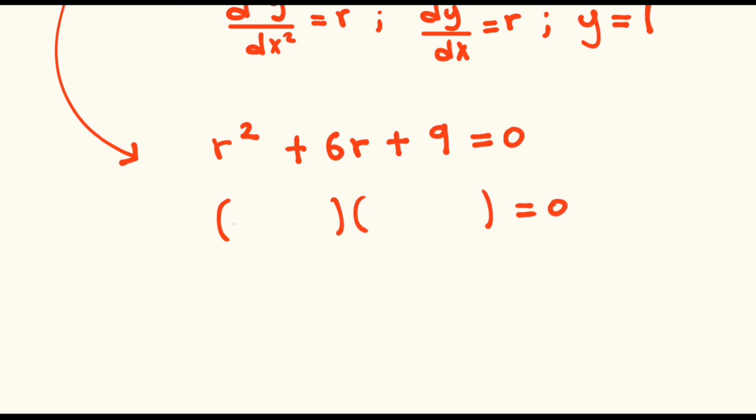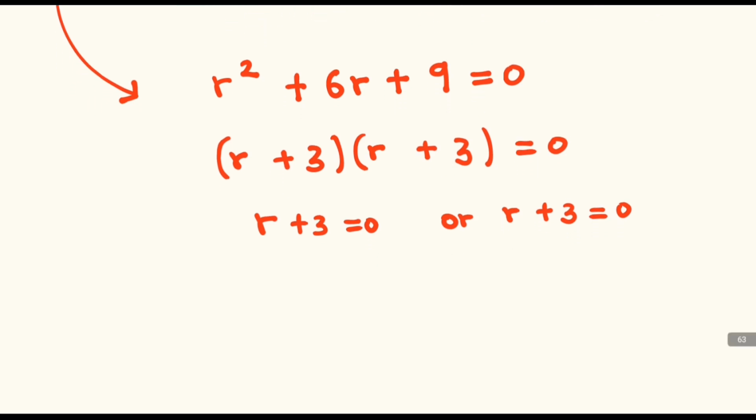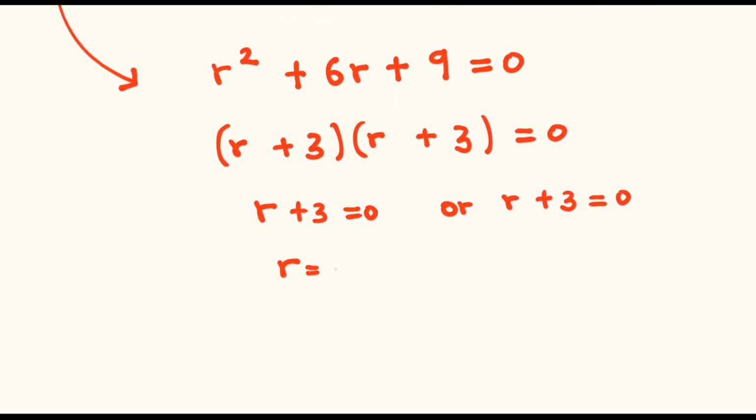So the factors of r squared, we have r, and we will have positive throughout, and the factors of that 9 will be equal to the 3 and the 3. So our r plus 3 will be equal to 0, or r plus 3 will be equal to 0. So r will be equal to negative 3, or r is equal to negative 3. So we have roots which are equal.